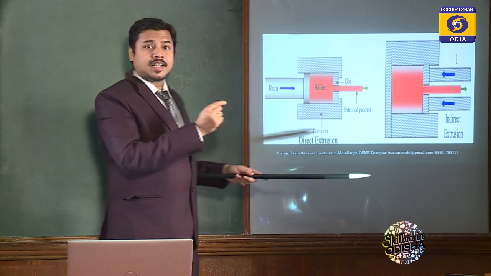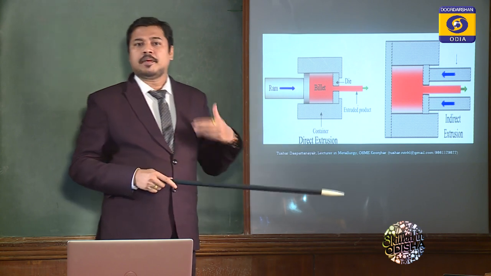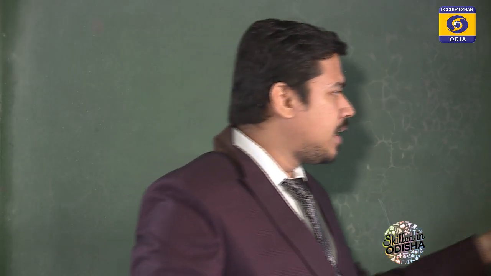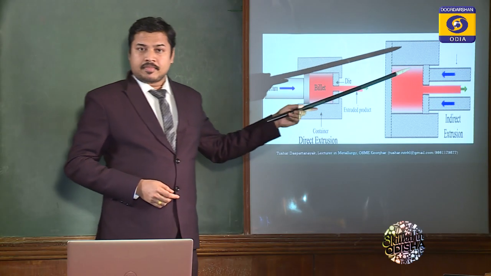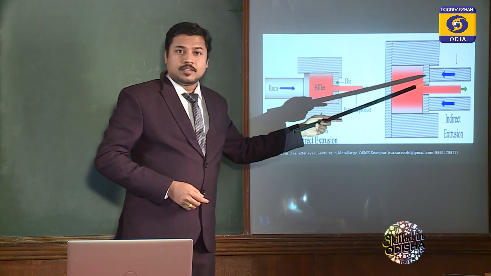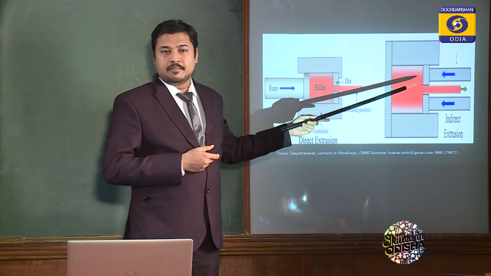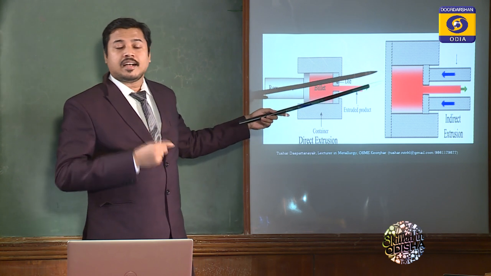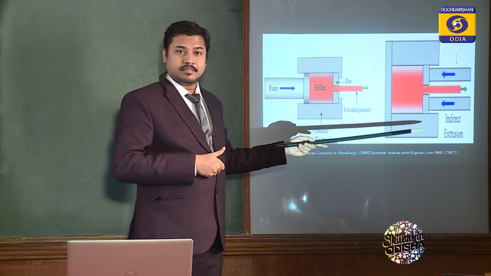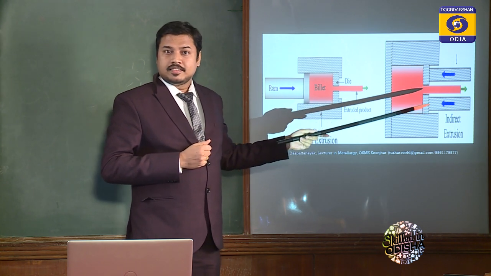What is the other major advantage or disadvantage of it? In case of direct extrusion, I can apply more load because of solid ram. It is solid. However, in case of indirect extrusion, I use hollow ram, so I can't use maximum load here. The material which needs maximum load or maximum pressure can't be extruded by indirect extrusion. Are you getting me? Okay.